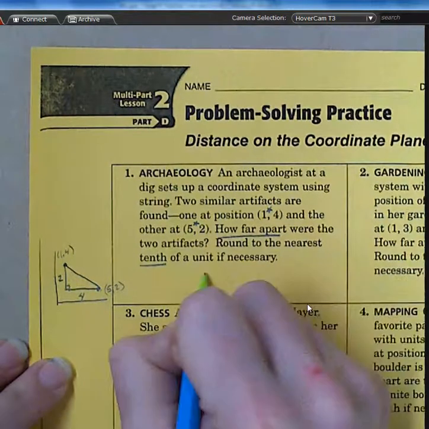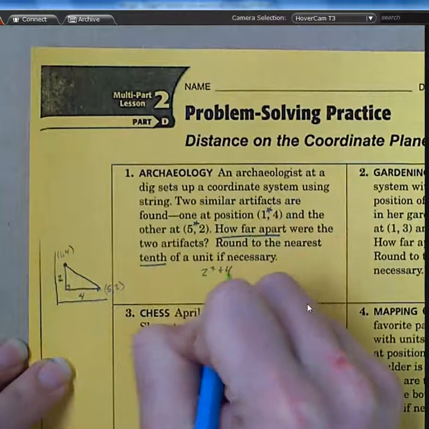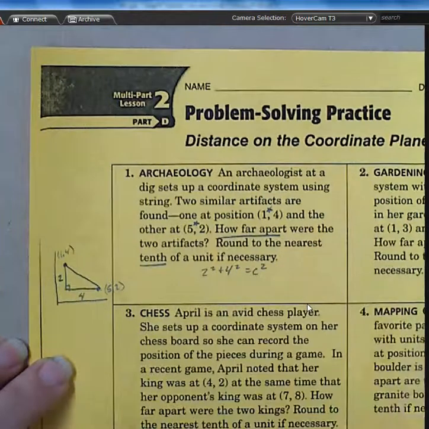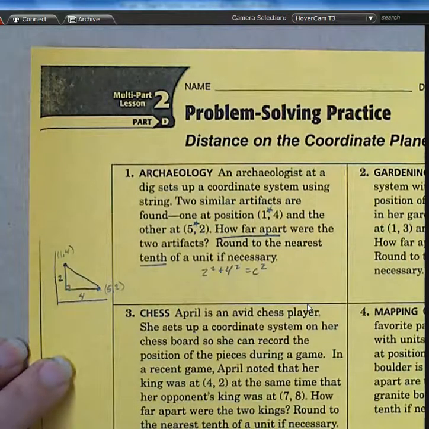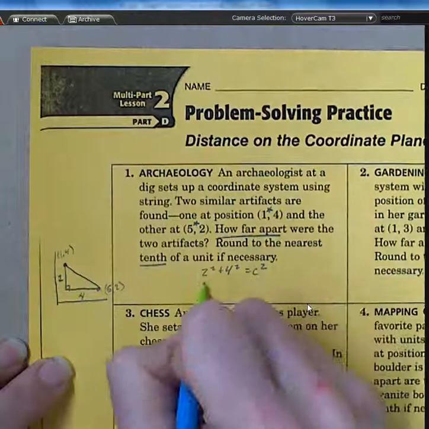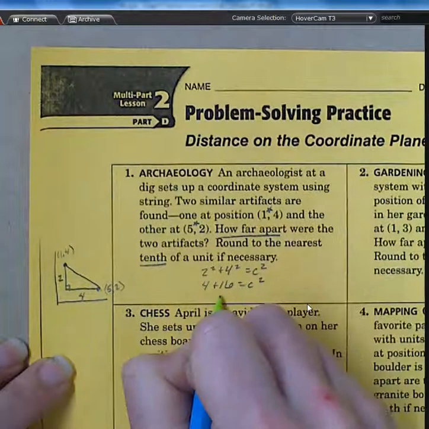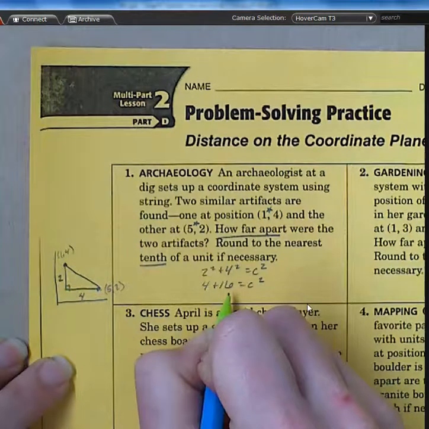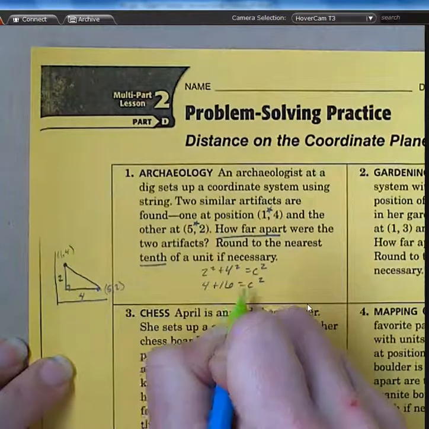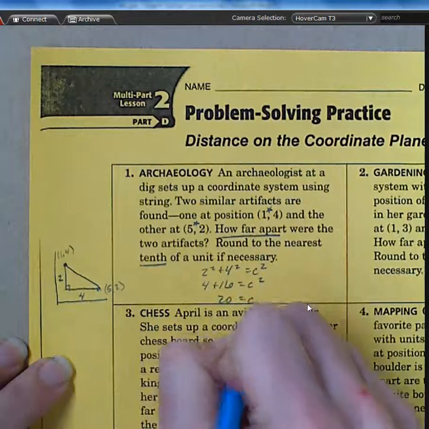You got it. 2 squared plus 4 squared is equal to c squared, because that's a and b. You don't have to write the original equation out today. So 4 plus 16 is equal to c squared. I kind of feel like I'm flying. We're okay? 20 is equal to c squared.